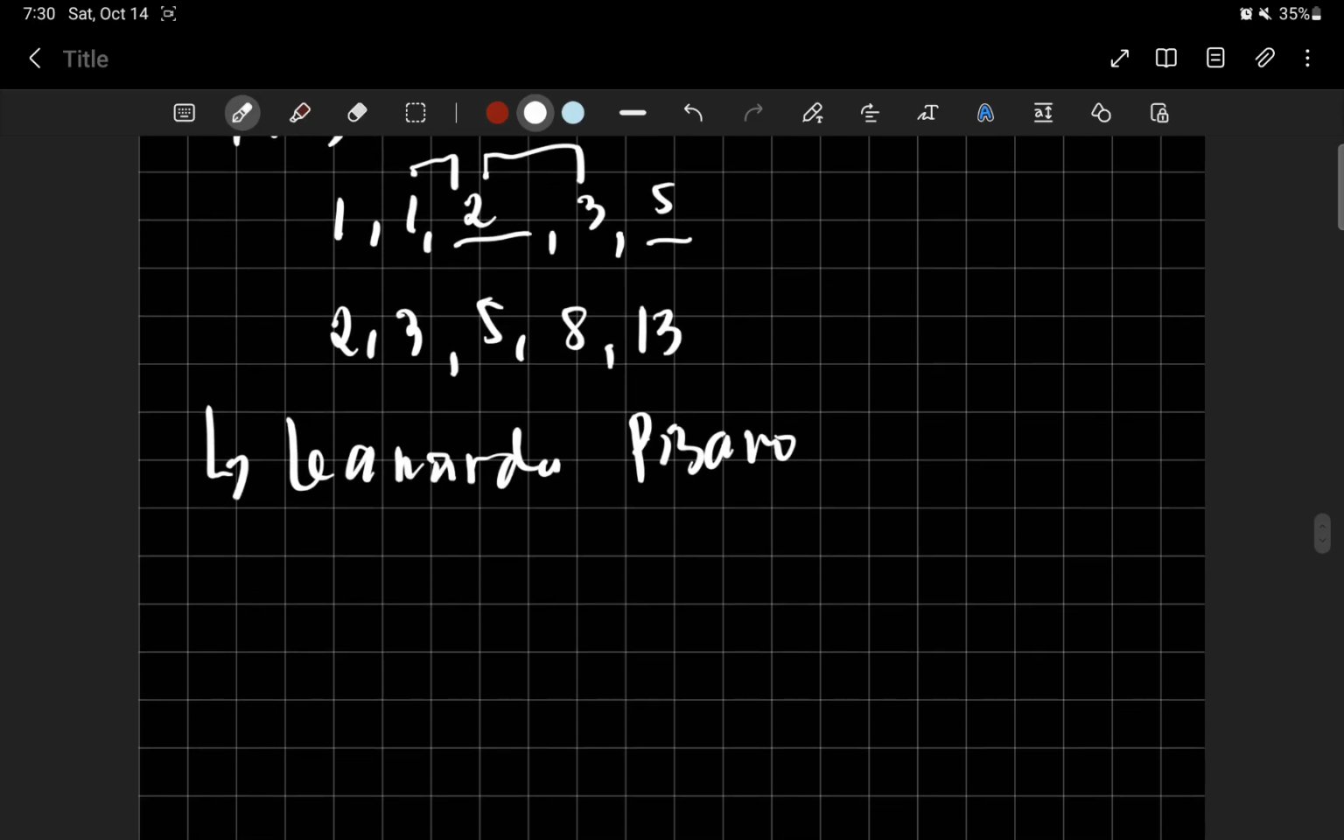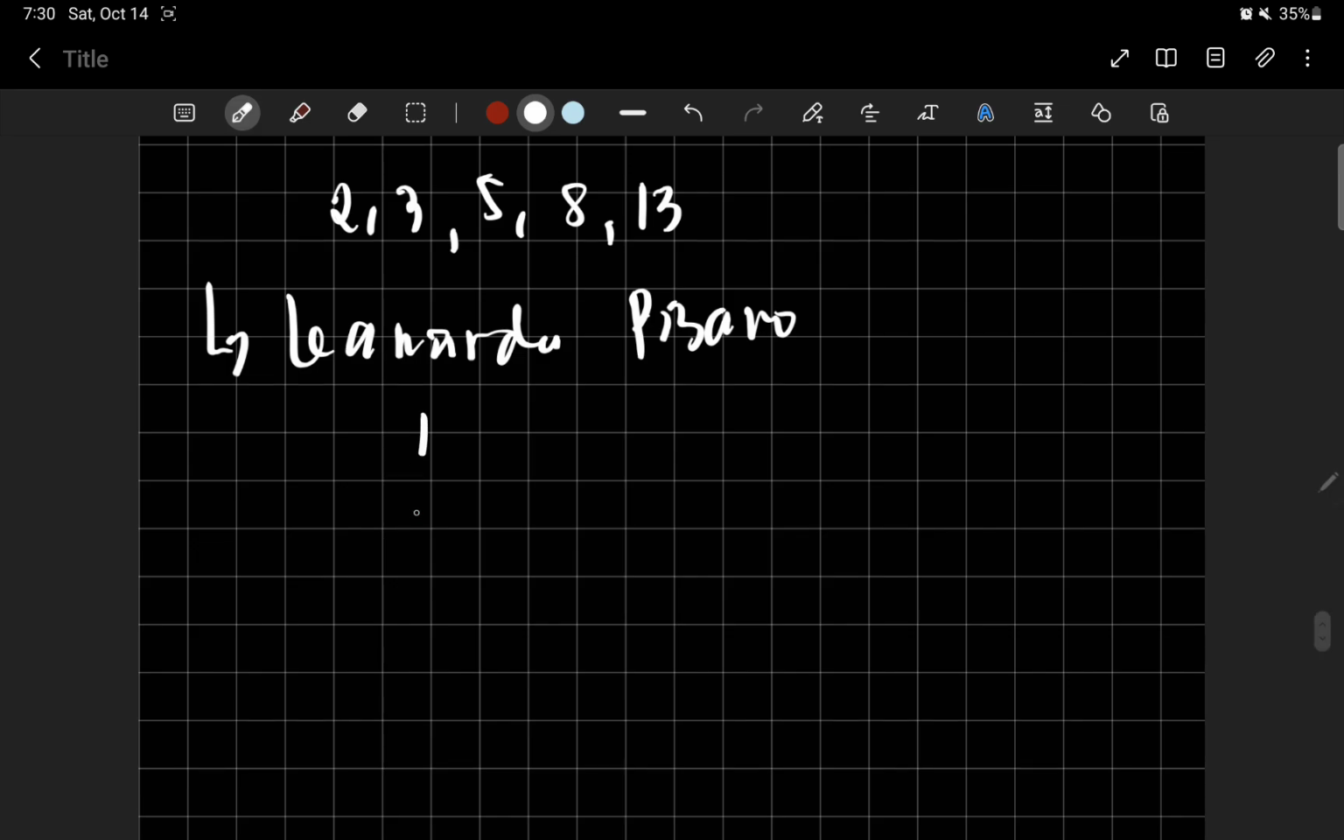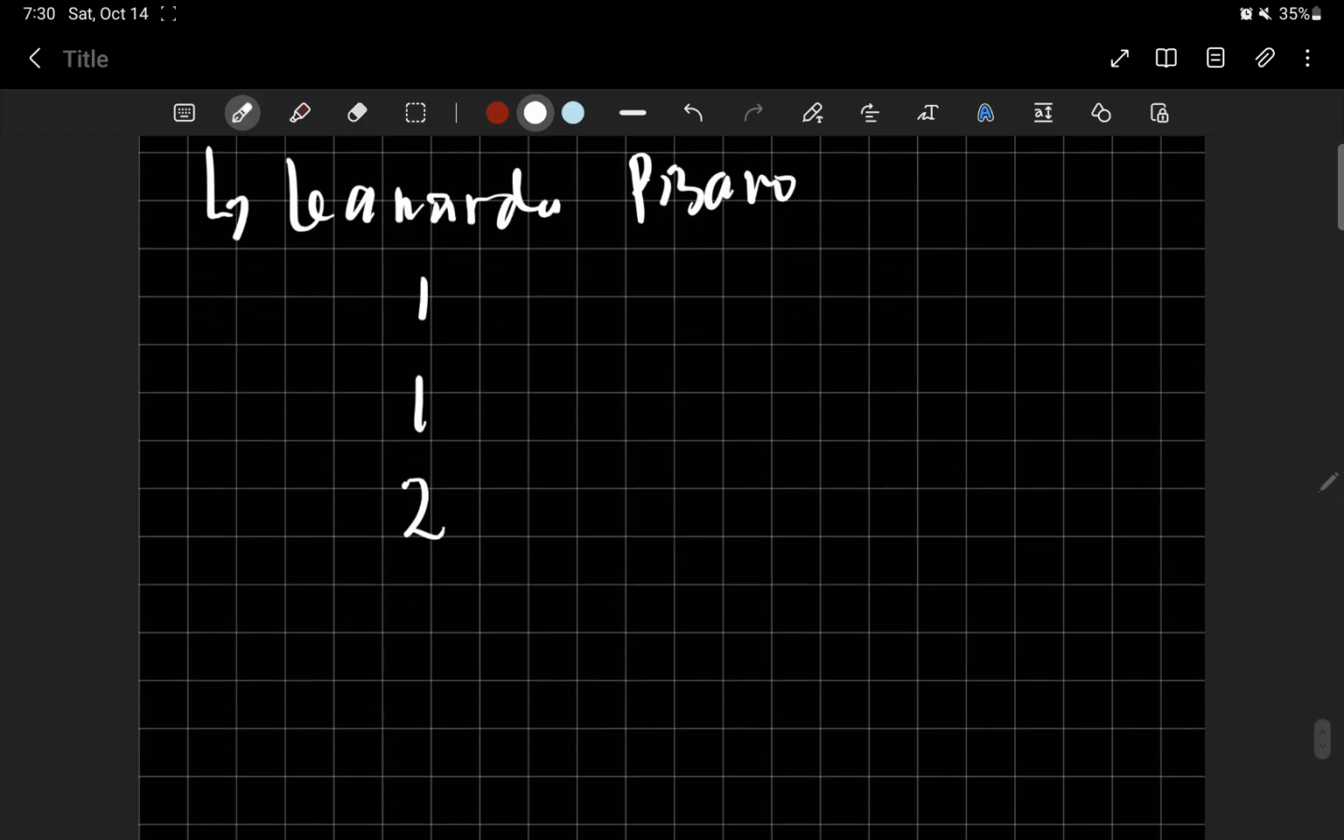Diba? Ginawa natin during the face-to-face yung sa rabbit experiment. So nag-start siya sa isang pair ng baby rabbit. Diba? During the first month, we have one pair of baby rabbit, then the second month, yung baby rabbit na yun nag-matured. So ilang pair meron rabbit tayo sa una? Isa. Then the second month, yung baby rabbit nag-matured lang. Then on the third month, yung matured rabbit nag-produce ng another pair of rabbit. And assuming that they never die. So ibig sabihin, on the third month, we have 2 pairs of rabbit.